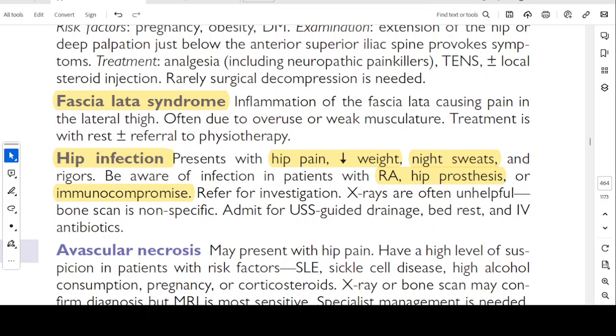Bone scan is non-specific. Admit for an ultrasound-guided drainage, bed rest, and IV antibiotics. You need to admit this patient with a hip infection.